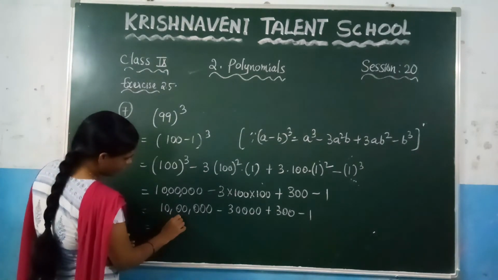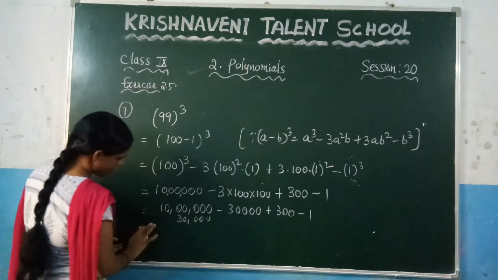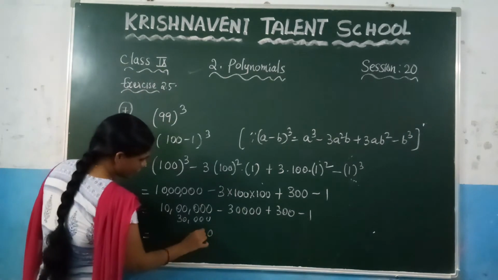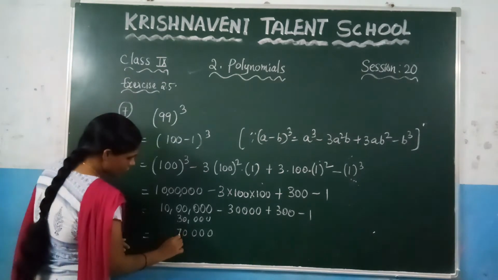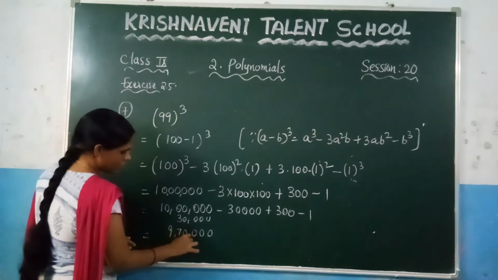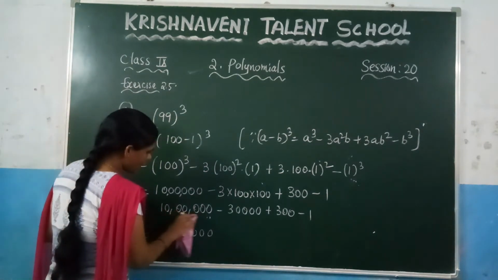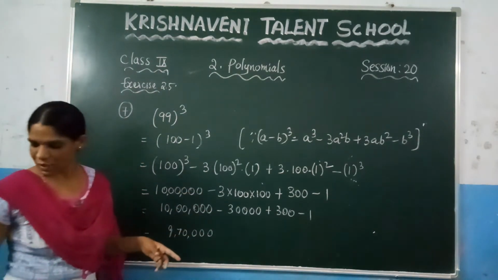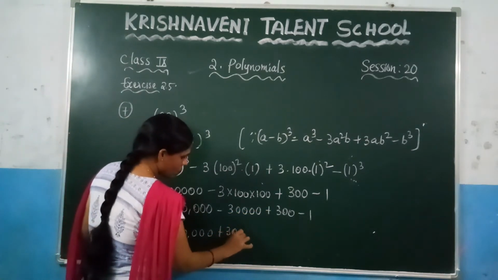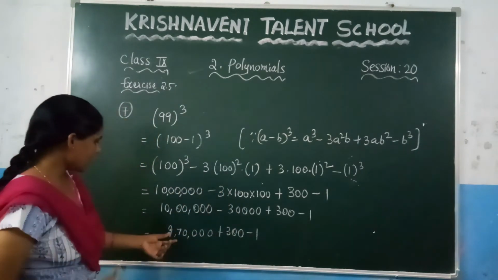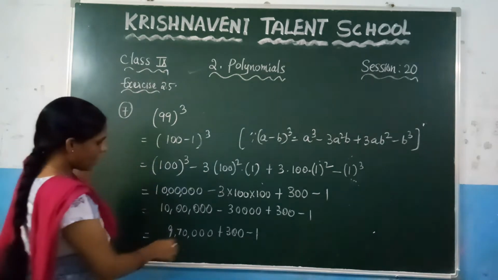What will you get after subtracting? 0, 0, 0, 0, and 10 minus 3 gives you 7, and here 9 is there. That means you are getting 9,70,000. After subtracting 30,000, we got 9,70,000, and what is left is plus 300 minus 1. Now 9,70,000 plus 300 gives you 9,70,300, and minus 1.